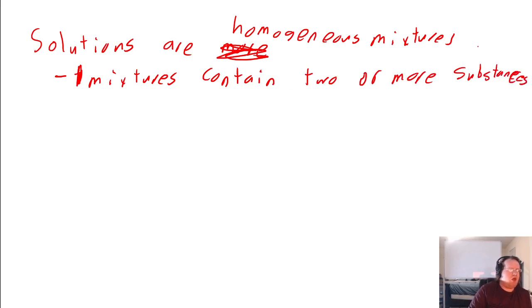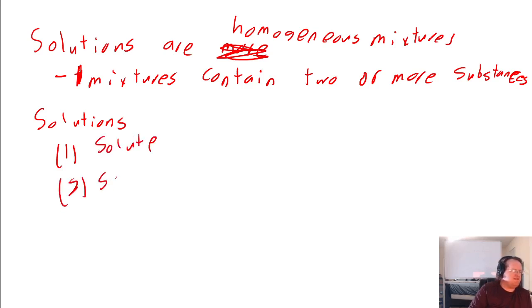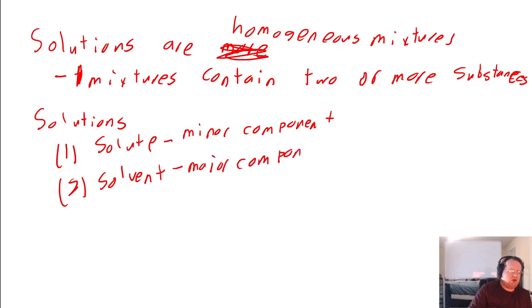So, the parts of a solution. What are the parts? First, we have the solute. And then second, we have the solvent. In general, the way we're going to talk about this is the solute is the minor component, and the solvent is the major component, where the solute is dissolved in the solvent.